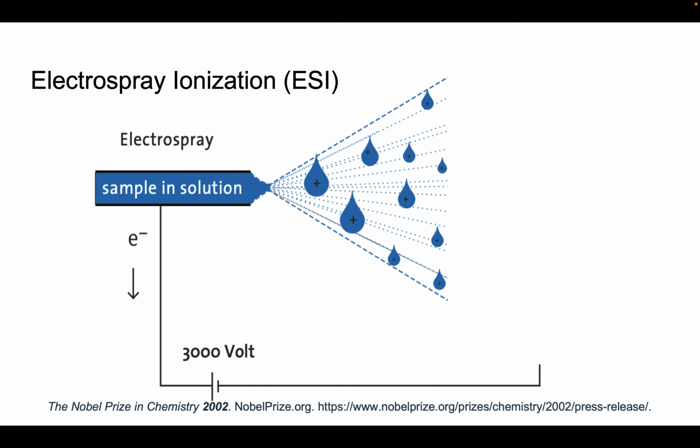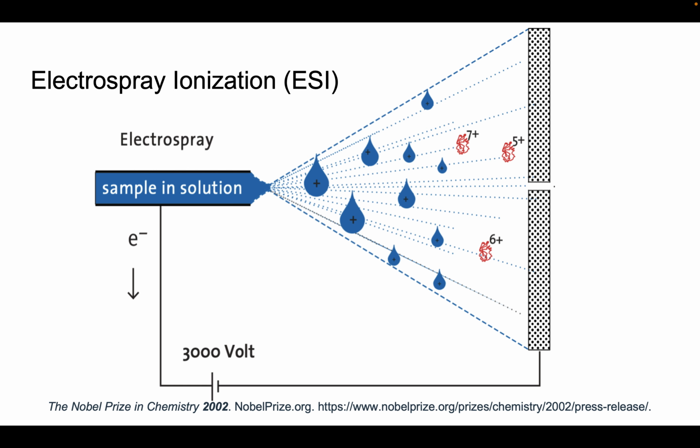As the solvent evaporates from the droplets, the charge on the surface becomes more concentrated, resulting in the formation of highly charged ions. These charged droplets eventually undergo a process called Coulombic fission, where the repulsive forces between the like charges cause the droplets to break apart into smaller and smaller droplets and eventually gas phase ions. These gas phase ions are then introduced into the mass spectrometer for analysis. So this ESI technique is favored for its gentle ionization process, which minimizes fragmentation, making it very suitable for studying the intact structure of large proteins.